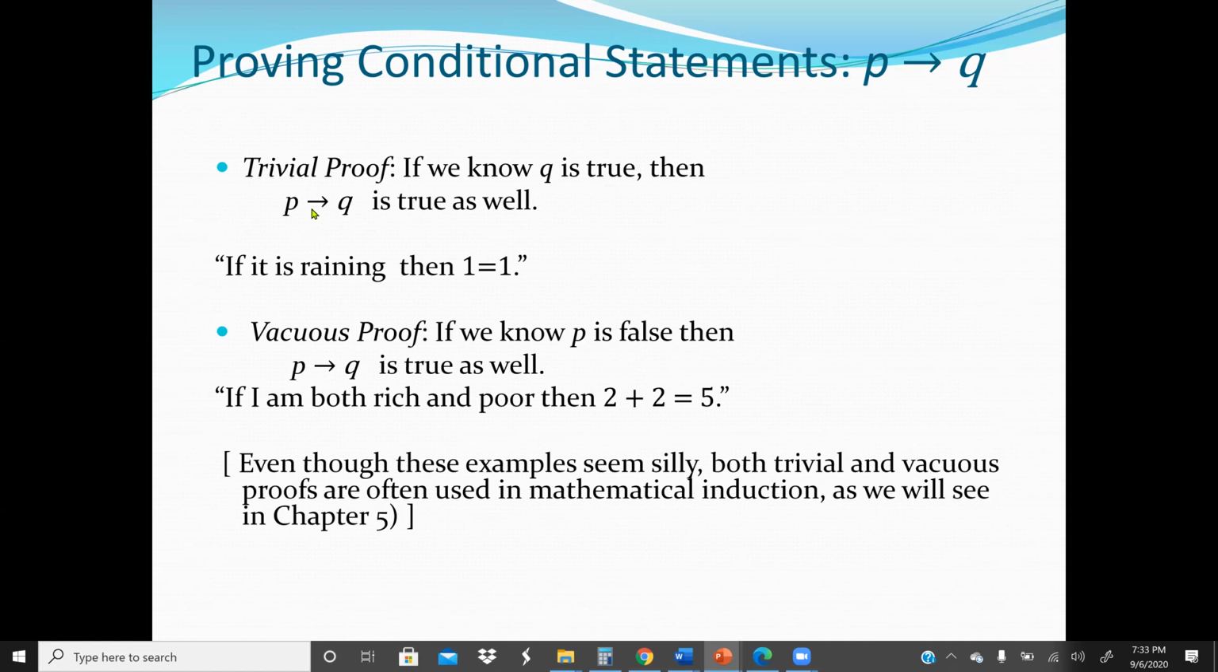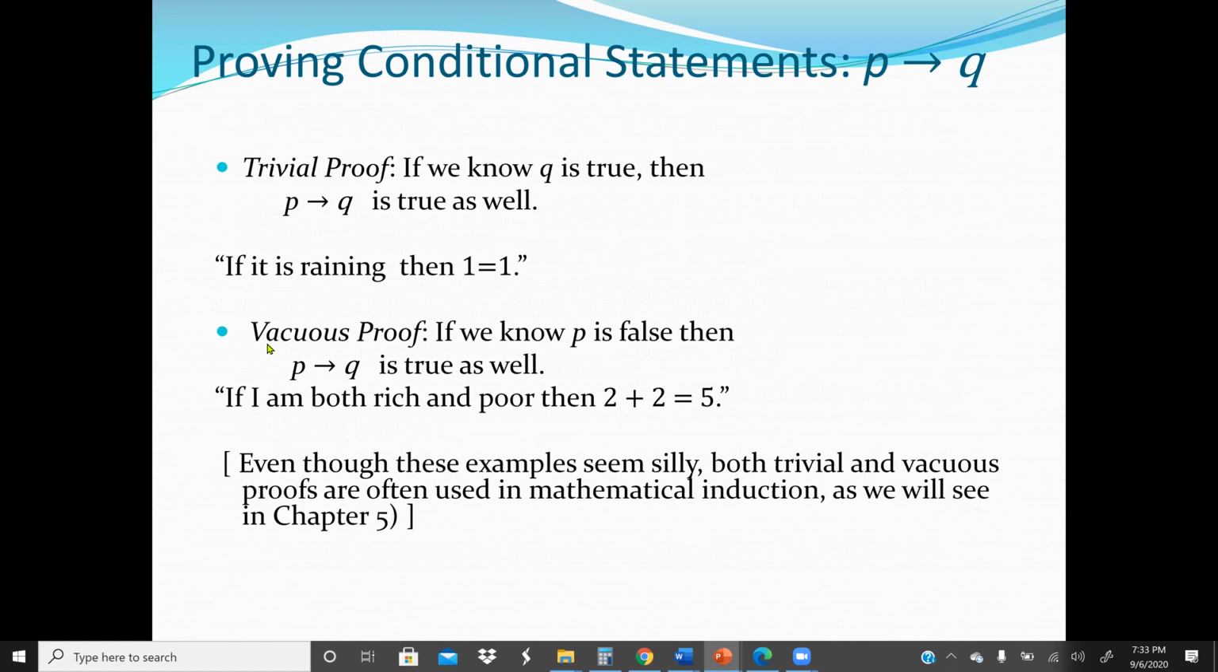The only time we can get false is when Q is false and P is true. If P is false and Q is also false, the outcome is still true. So that's why we say here, we know that Q is true always if we know P implies Q. So here we say, okay, if it is raining, then 1 equals 1.